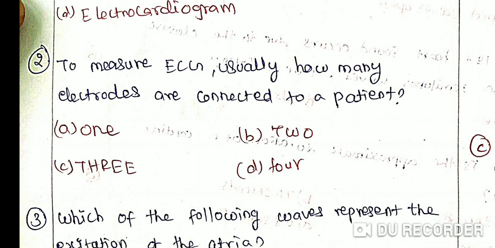To measure ECG, usually how many electrodes are connected to a patient? Option A 1, option B 2, option C 3, option D 4. The correct answer is option C, 3. To measure a standard ECG, a patient is connected to the machine with 3 electrical leads, one to each wrist and one to the left ankle. It continuously monitors heart activity.